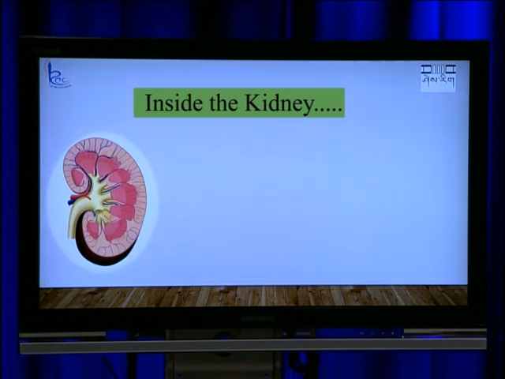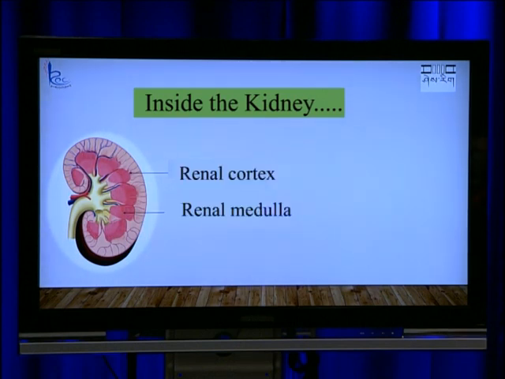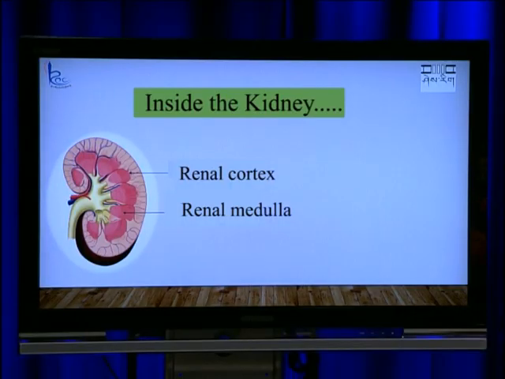And of course, there are many parts that we will be able to see, but we will be focusing on only the parts that are important to us in order to understand the formation of urine. So the two main regions of the kidney that we see inside are the renal cortex, the outer region, and the renal medulla, which is the inner region. And especially renal medulla is made up of a number of pyramid-shaped structures which are called renal pyramids.